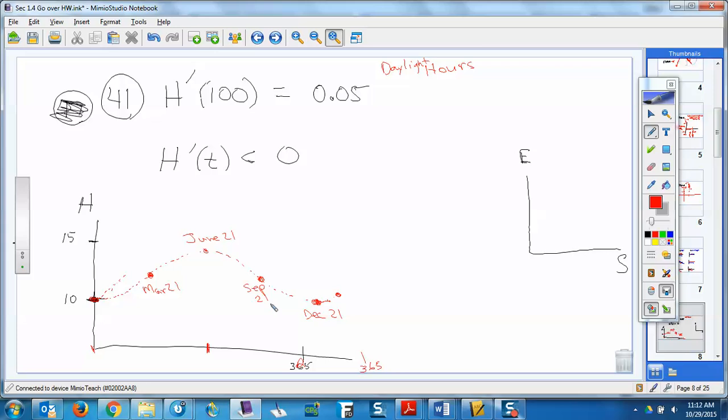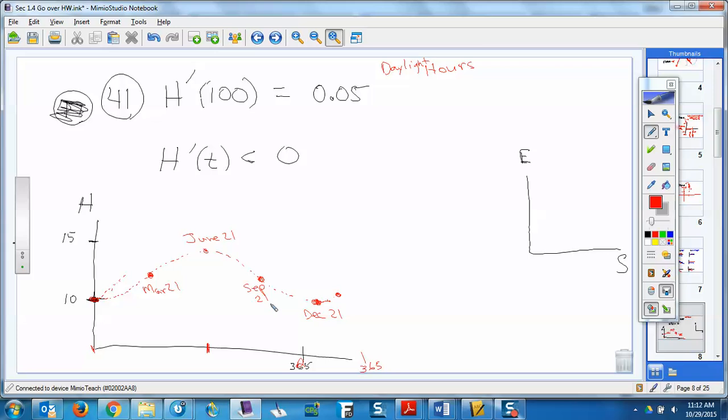The input of the function was time in days after January 1st. The output is in hours. The output is daylight hours. So on the 100th day, what'd you say? On the 100th day, or what would you say now after we've talked about it a little bit? 0.05 hours. I hate saying 0.05 hours. Somebody take that times 60 for me so we can get that into minutes. 0.05 hours doesn't make any sense. Nobody would talk like that, right?